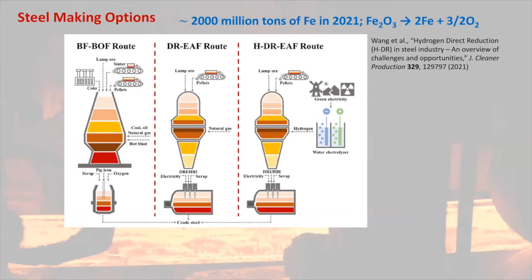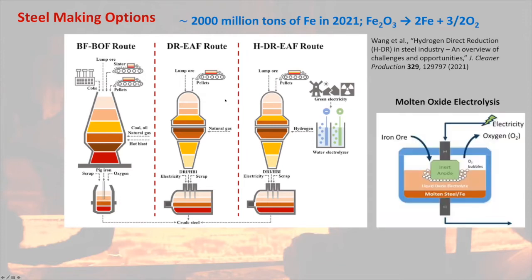I won't go into the details of this, but there are now direct reduction techniques with electric arc furnaces, and there's hydrogen direct reduction techniques as well. These are the new things that are coming. And finally, you get the molten oxide, which is very exciting, of course. This is direct electrochemical reduction. The common feature in all of them are the following.